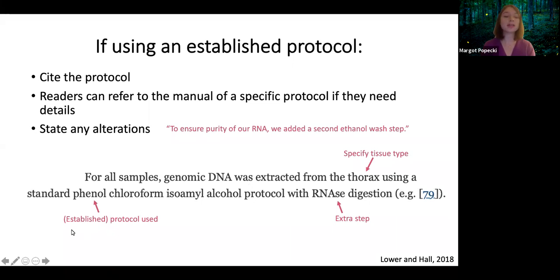Additionally, they're stating what established protocol they used, a standard phenol-chloroform isoamyl alcohol protocol, and they're adding this extra step, this RNase digestion. So that's all out on the table, very clear and obvious what they did, and they're even providing this reference.